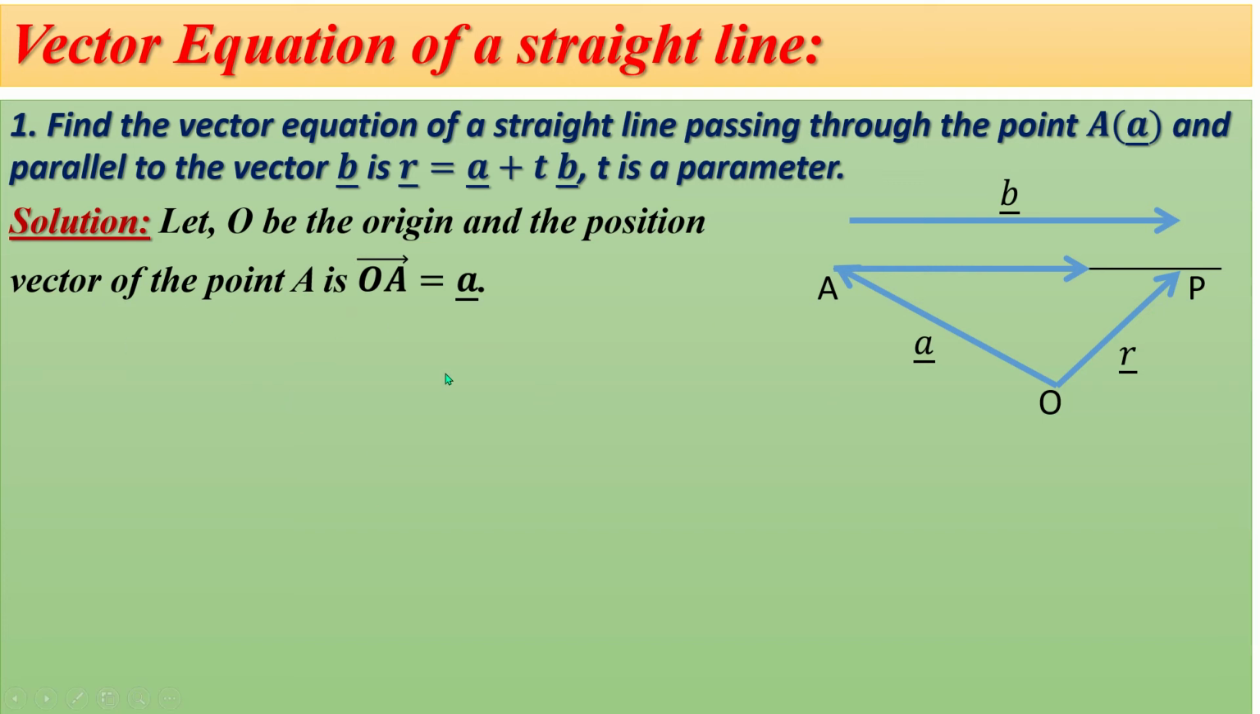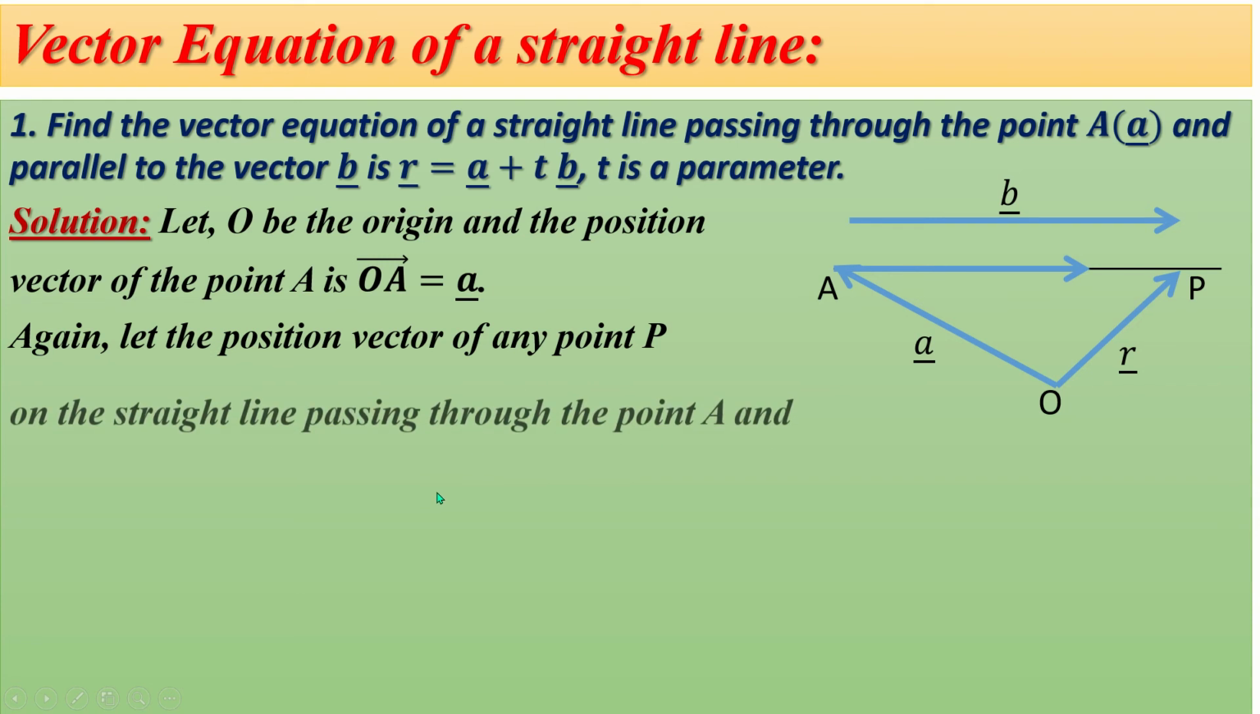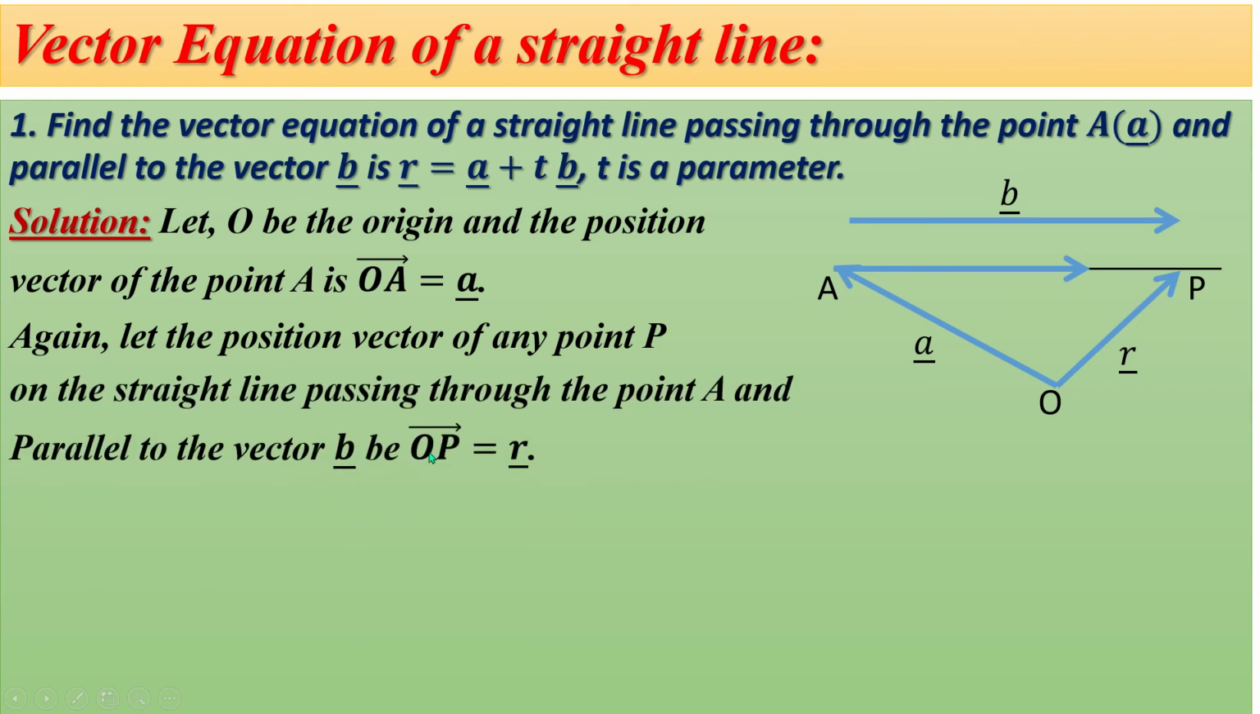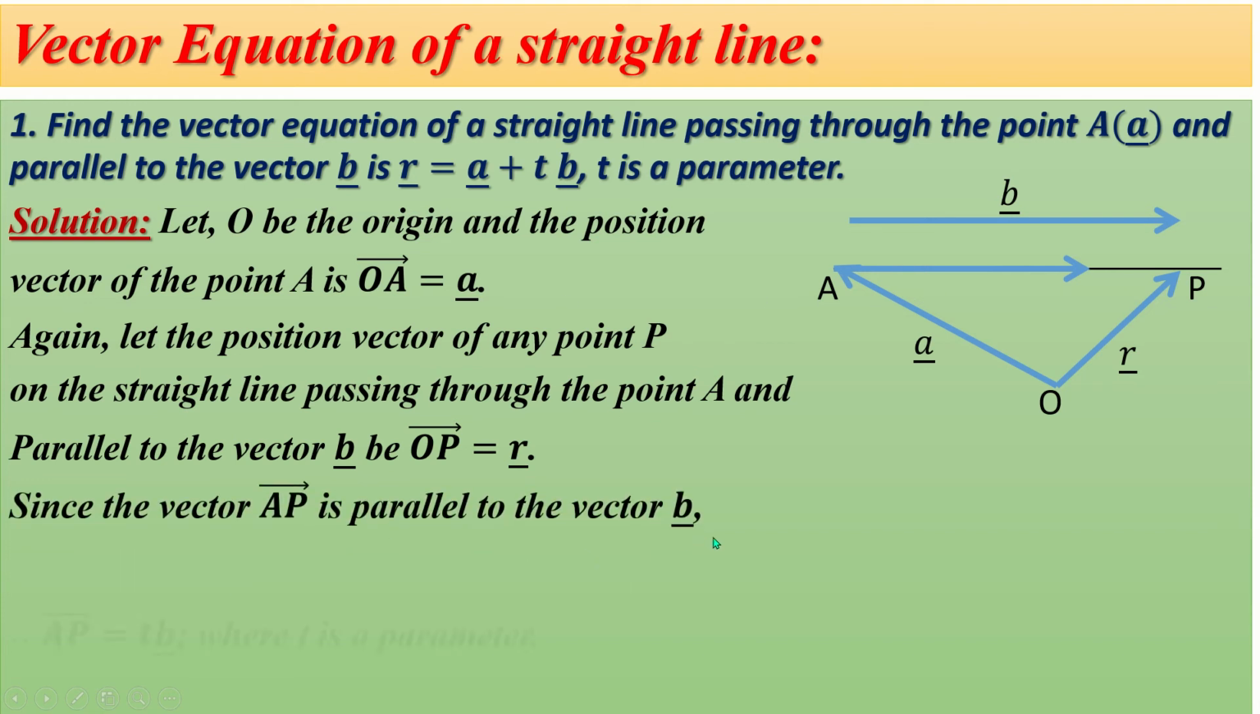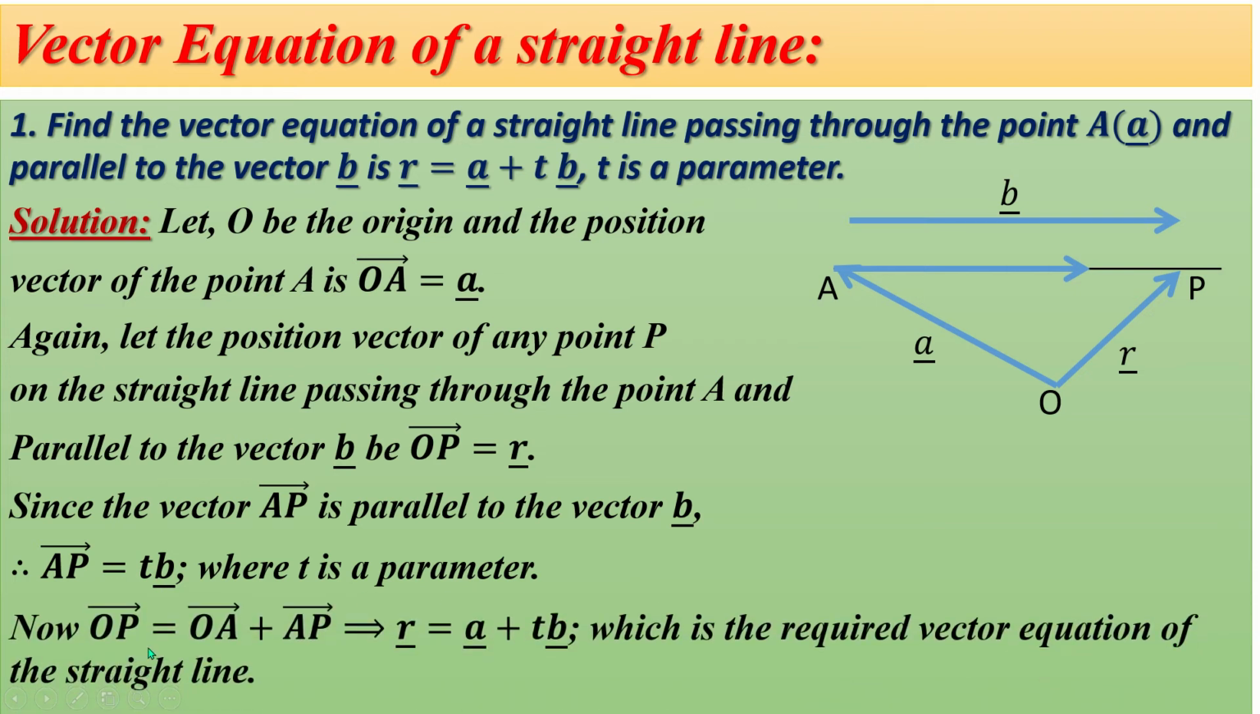Follow the explanation. OP vector is equal to r vector, OA vector is equal to a vector. Since AP is parallel to the vector B, therefore AP vector is equal to t into b vector, where t is a parameter. Now, in triangle OAP, OP vector is equal to OA vector plus AP vector. But OA vector is equal to a vector and AP vector is equal to t into b vector, which is the required vector equation of the straight line.